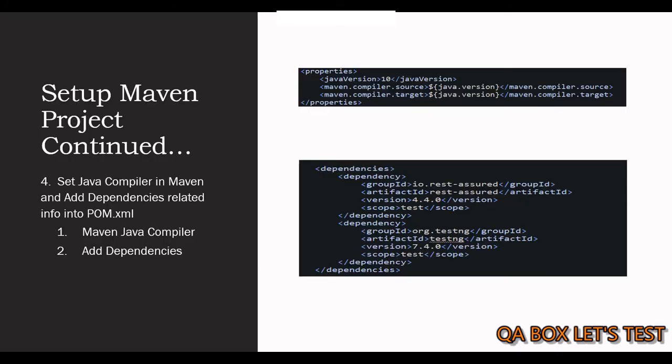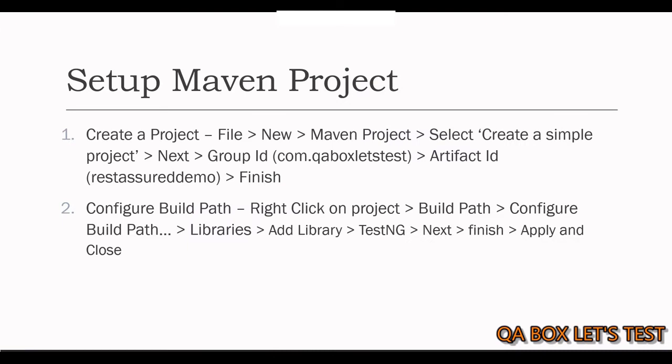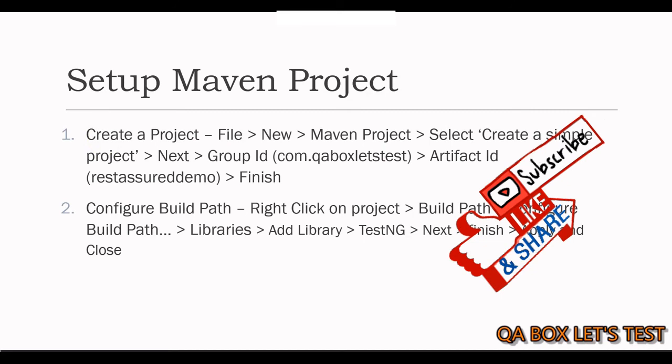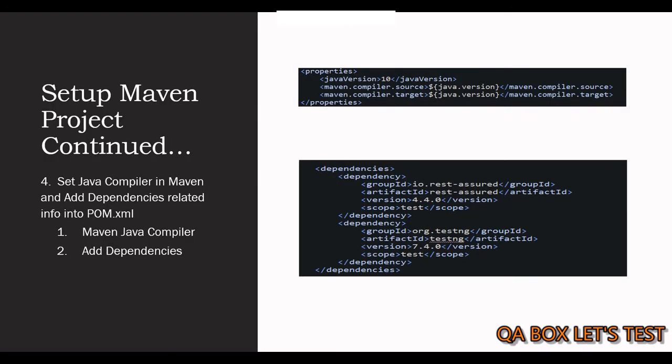This and the next slide talk about the steps that we have to follow to create the Maven project. It's a four-step process, as you could see. In step one, we are creating a Maven project. In step two, we are setting the TestNG library for this project. TestNG we are going to use for writing the test cases. Step number three is we have to set Java SE10 as Maven's Java compiler. And step four is we have to add Rest Assured and TestNG dependencies into our project.